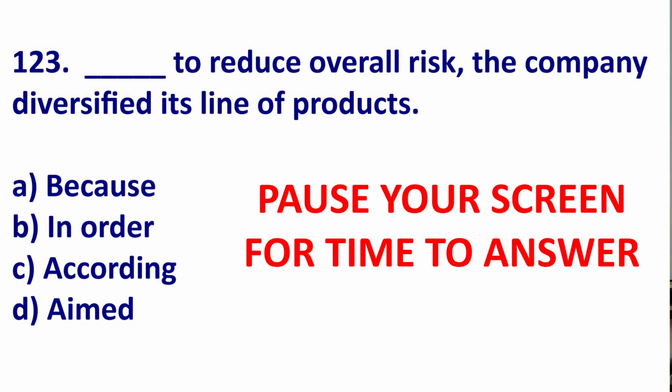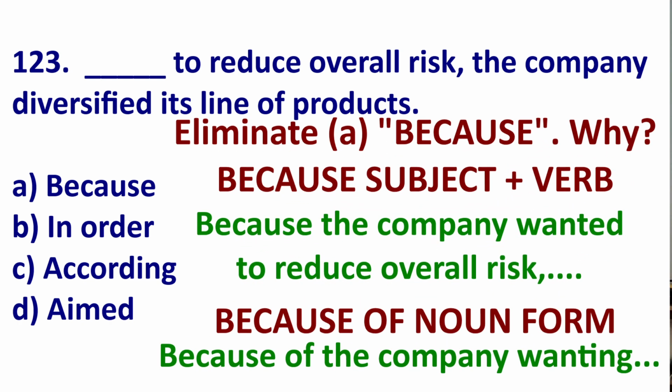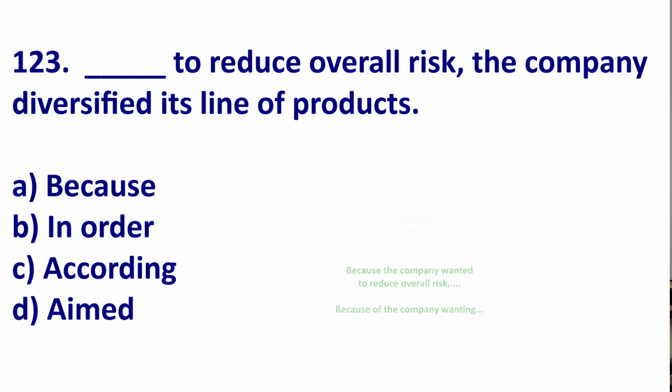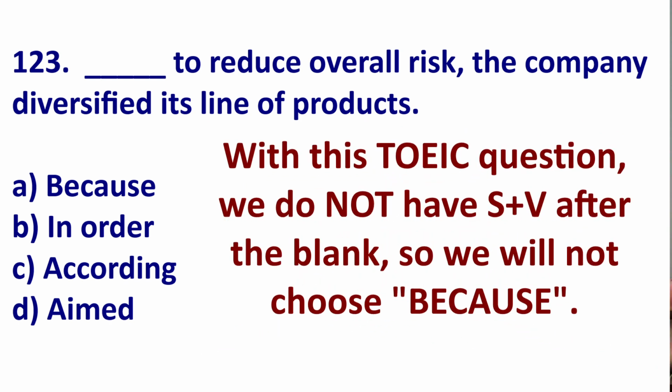Okay, last TOEIC question, 123. Let's eliminate A immediately because after because you need subject plus verb, or because of plus noun form. An example, because the company, there's your subject, wanted, there's your verb, to reduce overall risk, that would be correct. The company wanted. Or because of the company wanting. But we don't have subject verb after the blank, and we don't have a noun. So get rid of because.